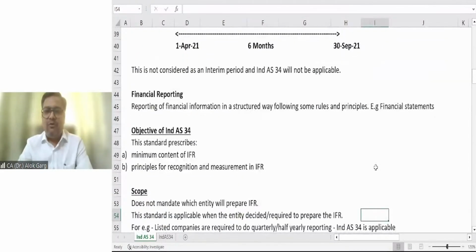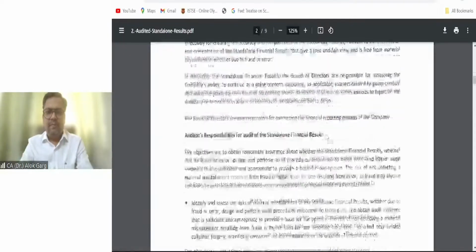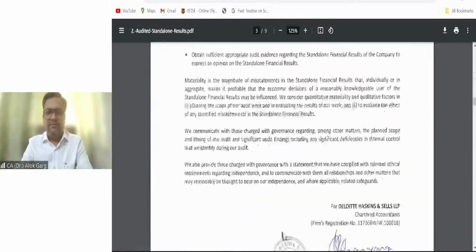Financial reporting, I have told you, means structured presentation of financial statement. Sir, can you show me the results which you are showing on the website? Okay, let me show you again. Please confirm if you are able to see those results. I think you are able to see these results now.